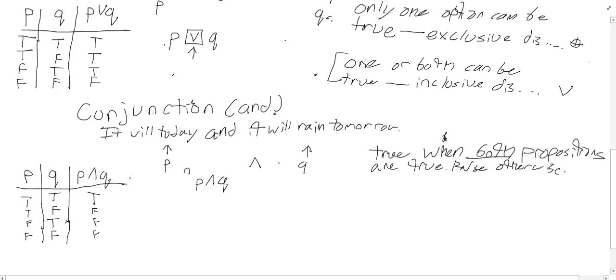So as you can see, and is a much stronger relationship than or. Or is true in 3 out of 4 cases. And is true in just 1.